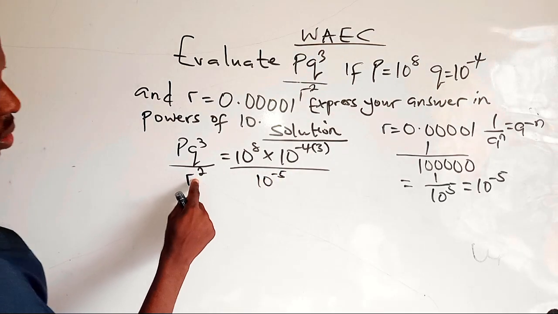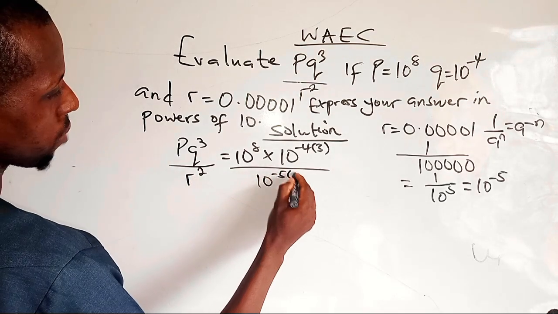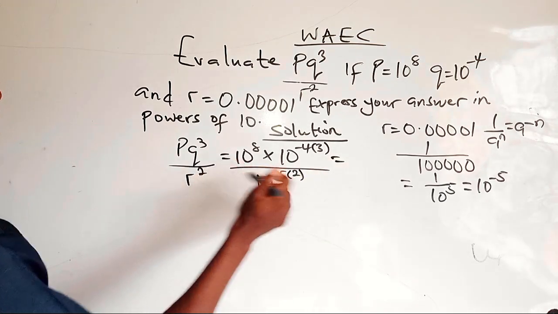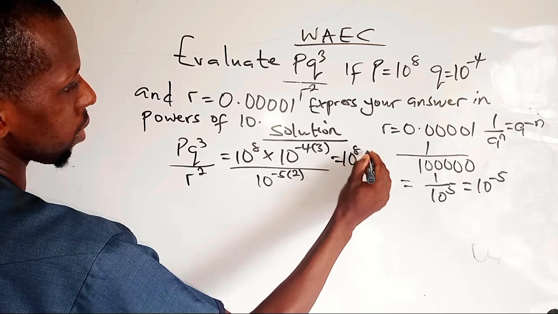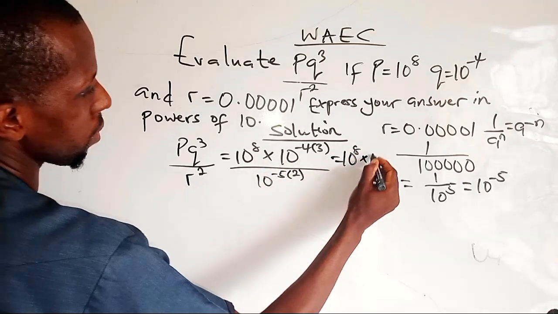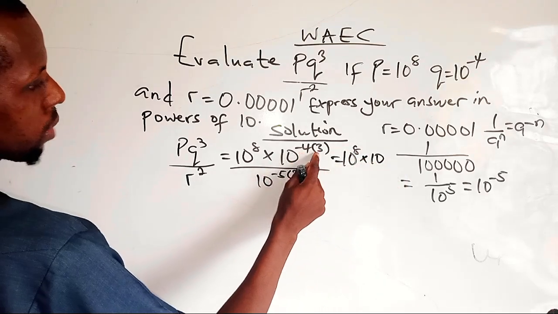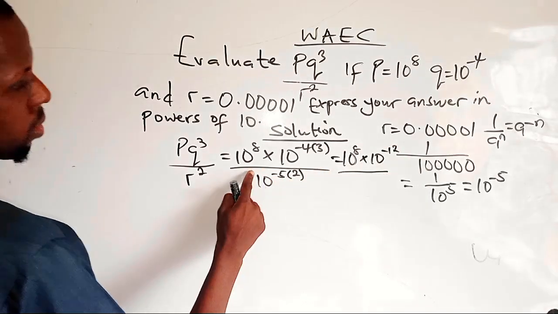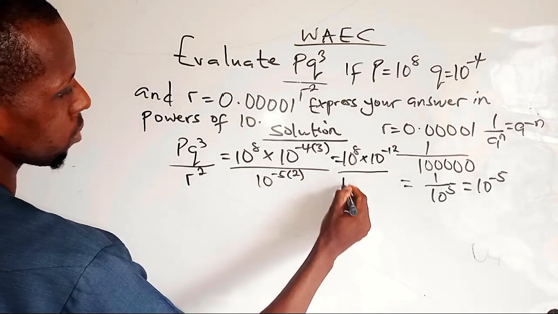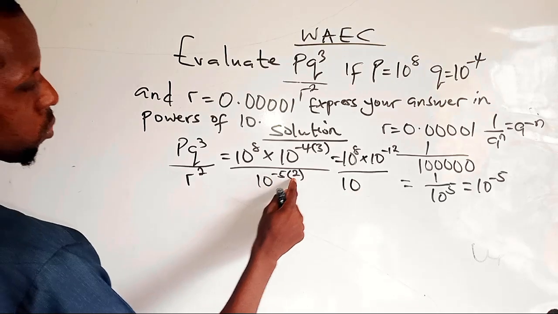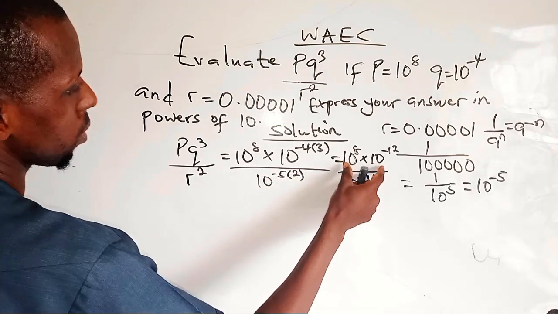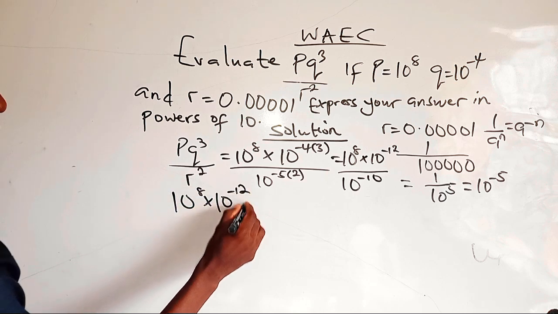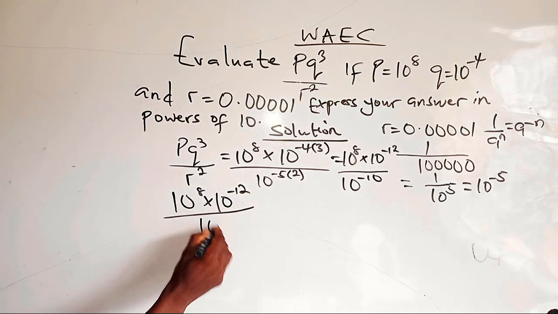I have the index of 2, so I'll multiply the index with everything. So I can write this as 10 raised to power 8 times 10 raised to power minus 4 times 3, that is minus 12, all over 10 raised to power minus 5 times 2, that is minus 10. So from here, I have 10 raised to power 8 times 10 raised to power minus 12 divided by 10 raised to power minus 10.